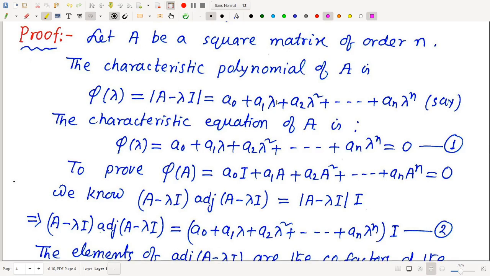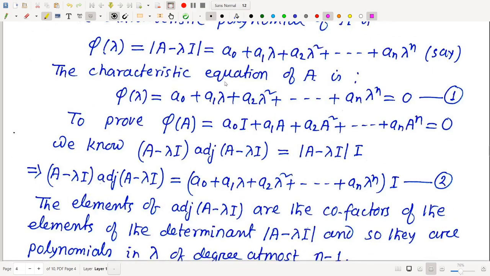So let us write this polynomial as A0 plus A1 into lambda plus A2 into lambda square plus dot dot dot plus An into lambda to the power n. These A0, A1, A2 up to An will be constants. The characteristic equation of A is phi lambda equal to 0, meaning this polynomial equal to 0. And we have to prove that this equation is satisfied by capital A, meaning replacing lambda by capital A.